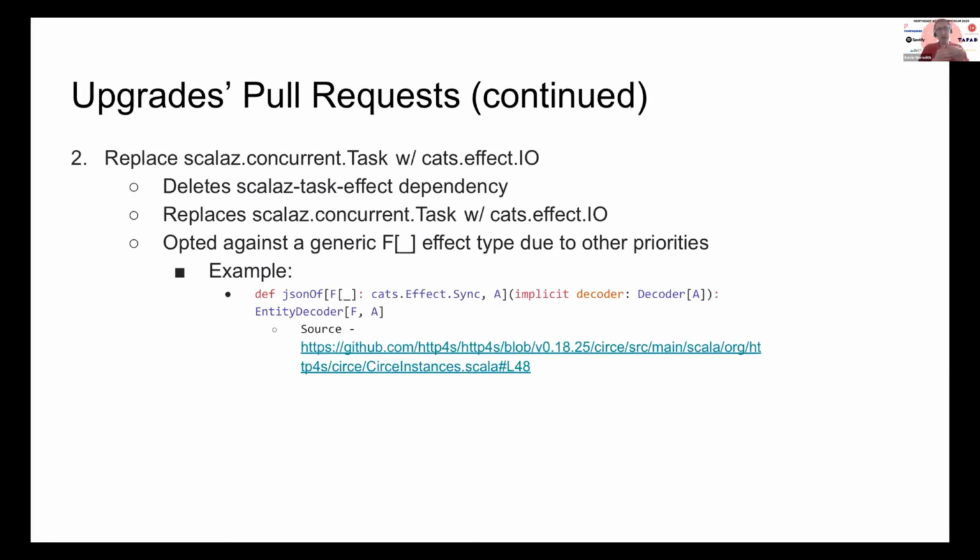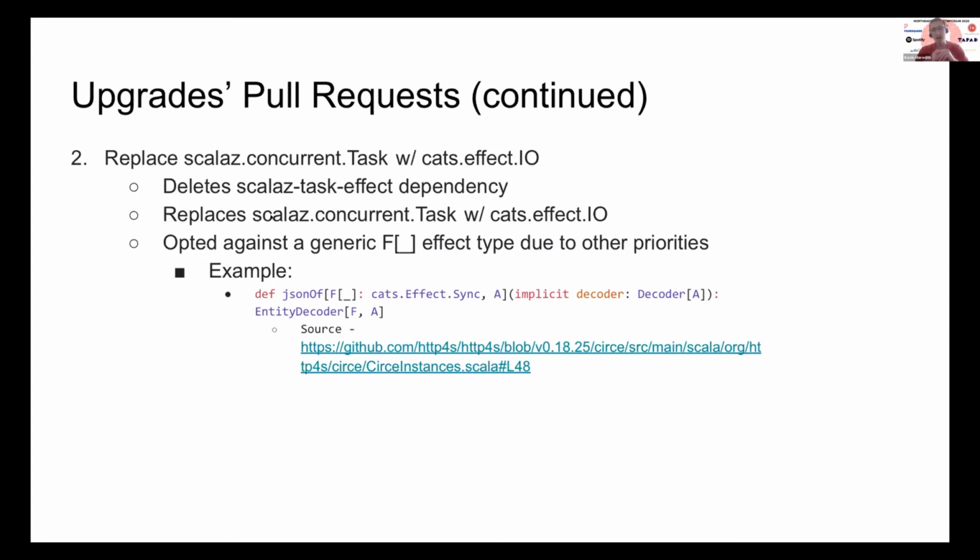So for the next pull request, this was essentially a replacement of Scalaz concurrent Task with Cats Effect IO. The high-level changes consisted of getting rid of the Scalaz Task effect library, because since Scalaz concurrent Task was deleted and replaced with Cats Effect IO, there was no need for that library anymore. It did its duty. And then I just explained that I replaced Scalaz concurrent Task with IO.